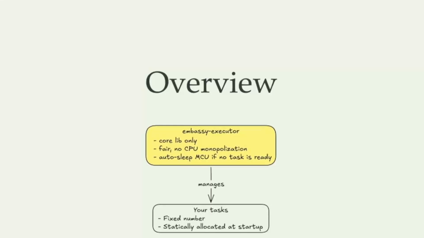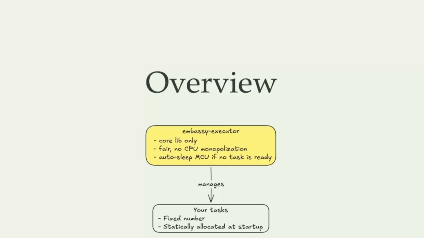All right. The things that are actually managed by the executor are the tasks we are going to write. There is going to be a fixed number of them, and they need to be statically allocated at startup. This is a limitation that stems from the fact that Embassy is fully no-std compliant, so there is no dynamic memory allocation. There is no way to dynamically spawn as many tasks as you like at runtime. You need to put an upper bound on that so enough resources can be made available during compilation.